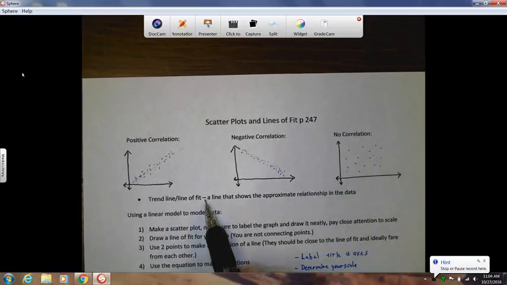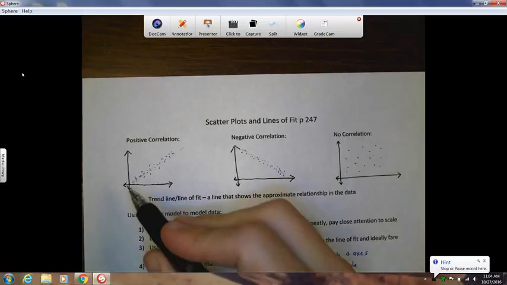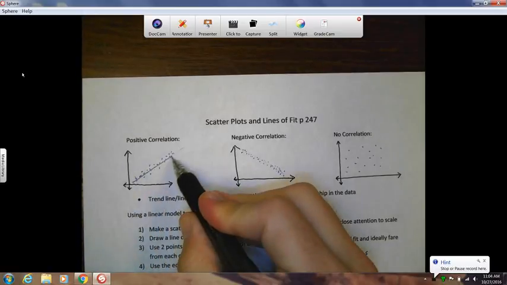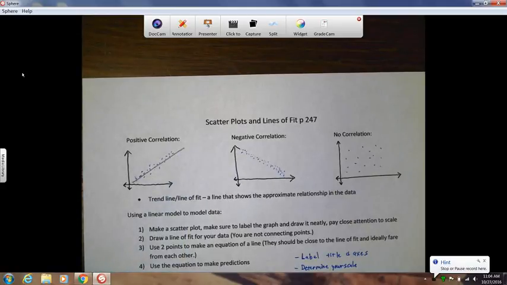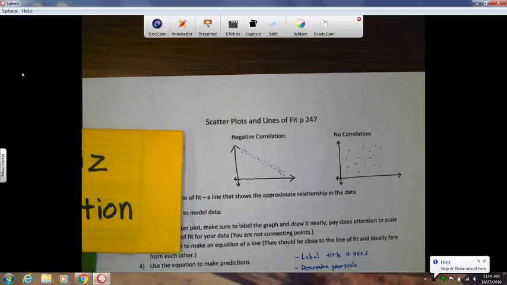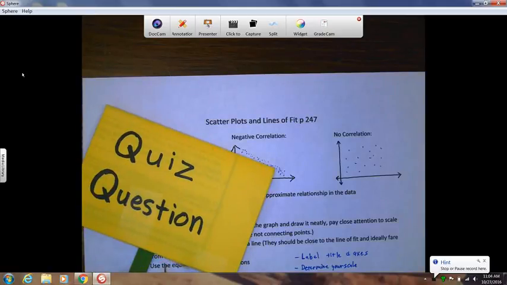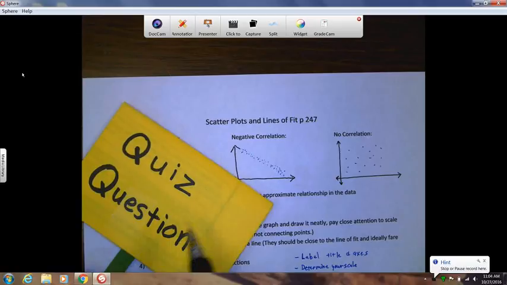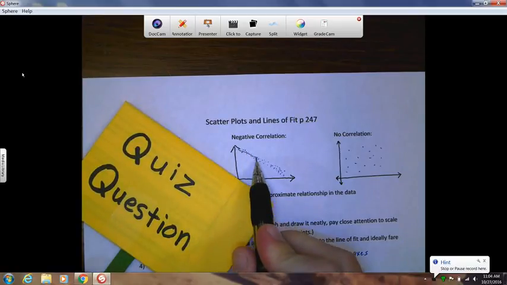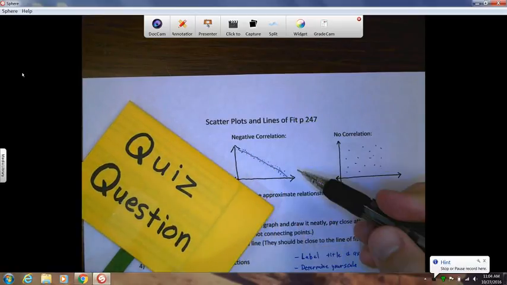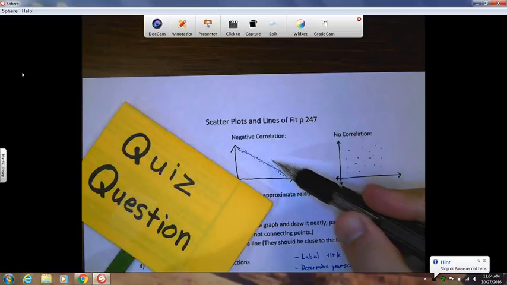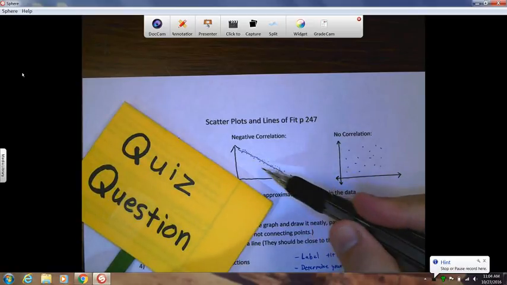Remember, you don't connect these points. It passes through the points the best you can, and I will talk more about how to make the trend line. It passes through the middle of the points. Remember the quiz question. It will pass through the points the best you can with an equal number of points on one side of the line as the other, if possible. And again, you're not connecting those dots.